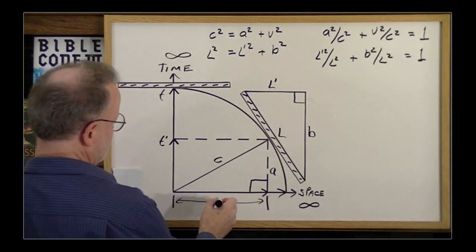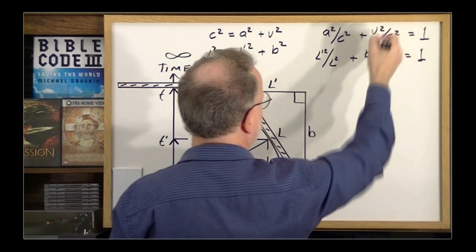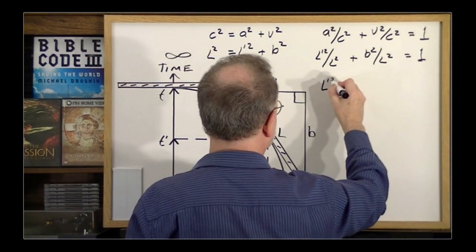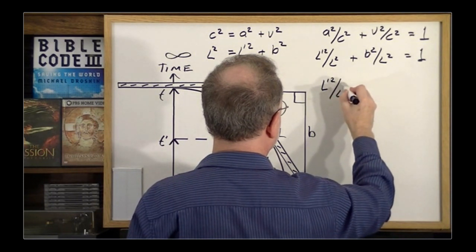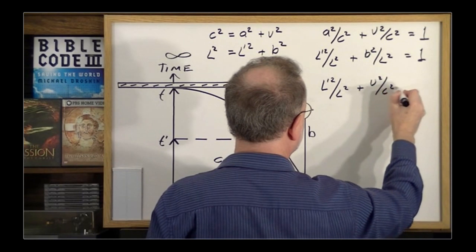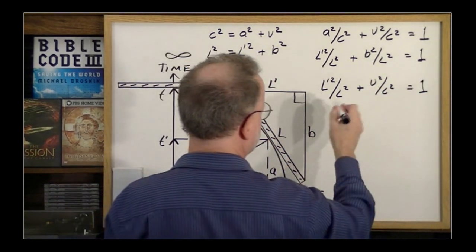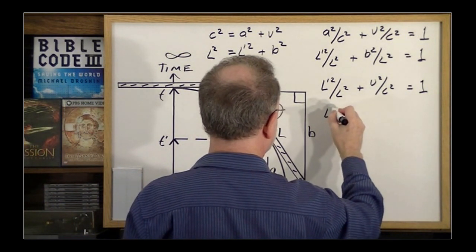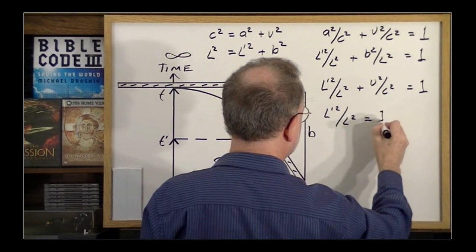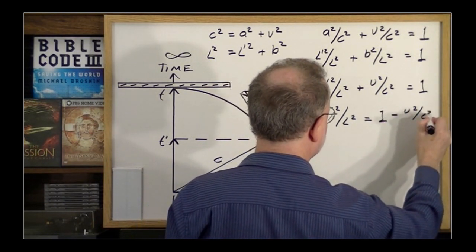Now, assuming we have the information of v and c available, we can therefore replace this with this and move on from there. So we have L prime squared over L squared plus v squared over c squared equals 1. Then we can start rearranging that. So we have L prime squared over L squared equals 1 minus v squared over c squared.